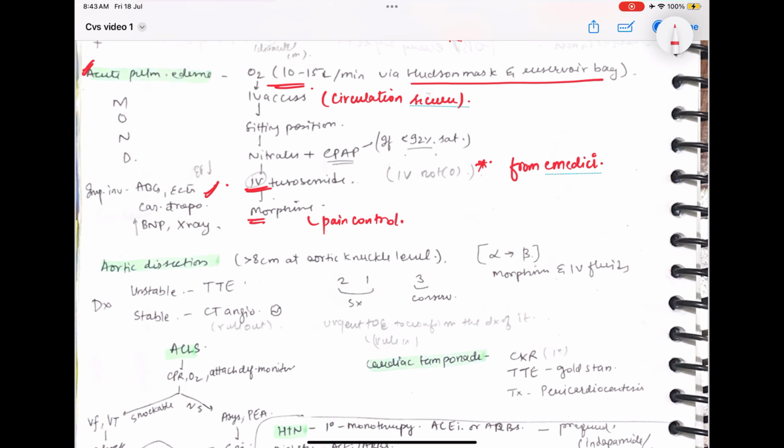Now what are the important investigations? We'll have to do ECG, cardiac troponin test, BNP levels, and X-rays. So this is all about acute pulmonary edema.